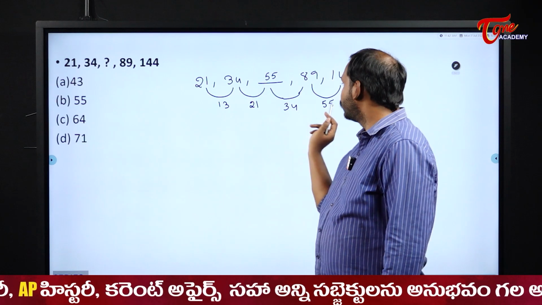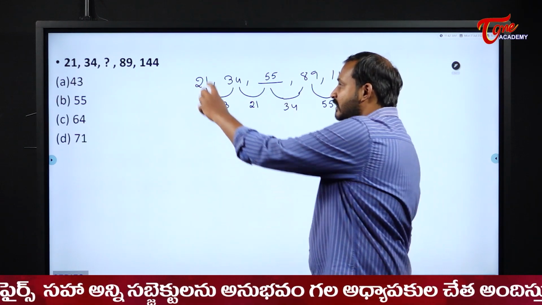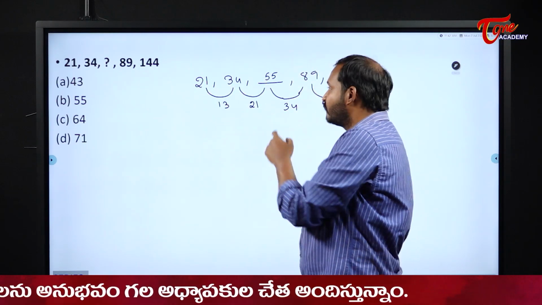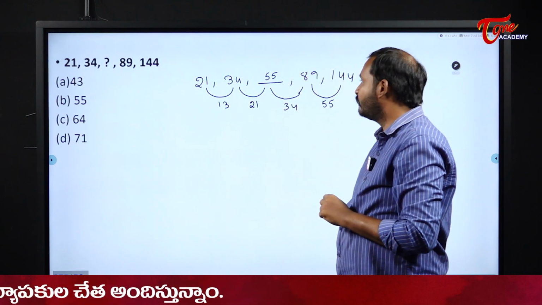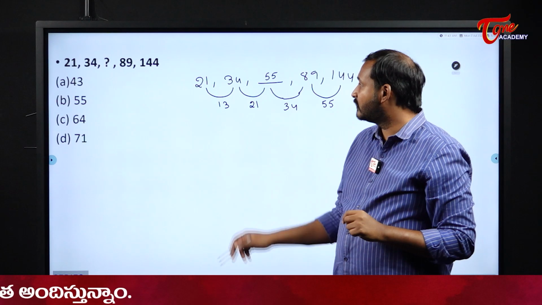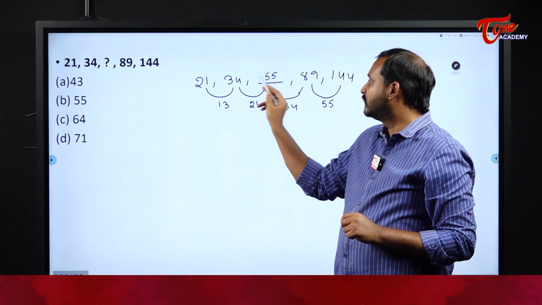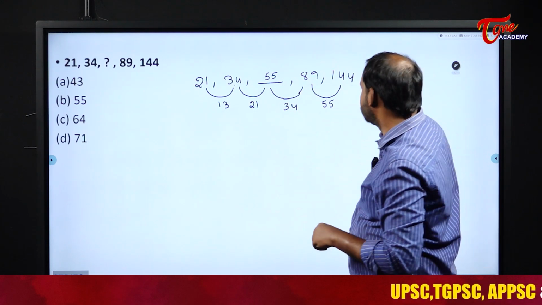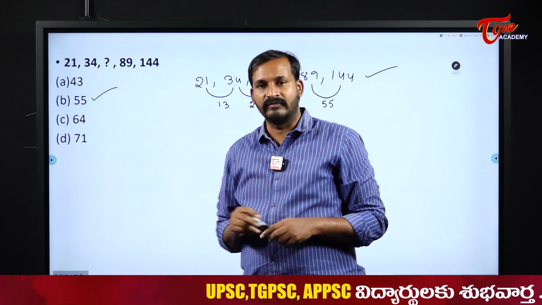21, 34, 55. What is actually happening here? There is some more numbers, we don't know what. 21 plus 34 is what? 55. 55 plus 89 is what? 144. 34 plus 55 is 89, 21 plus 34 is 55, these two sum to 89, these two sum to 144. Is it satisfying? Yes, it is satisfying, sir. Then our answer here is 55.